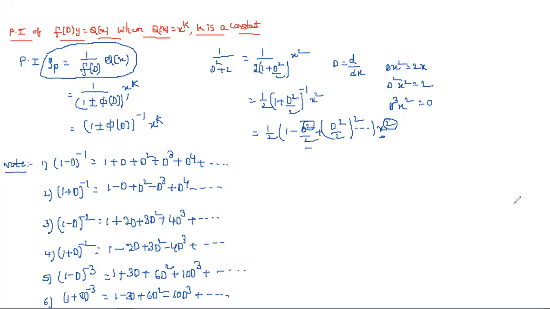Solve D cubed plus 2D squared plus D into y is equal to x cubed.